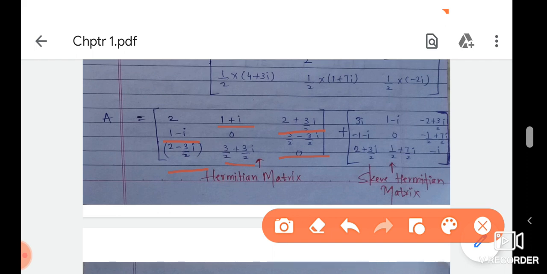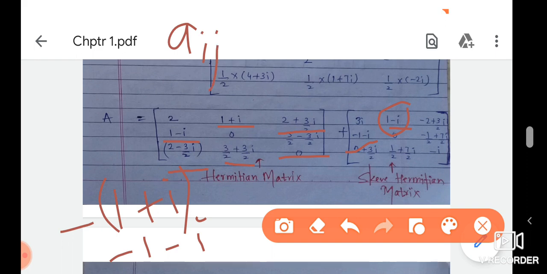Same thing in the second matrix. Here you can see 1 minus i. The conjugate of 1 minus i is 1 plus i, correct? The conjugate is 1 plus i because we are changing the sign of i. But in the skew Hermitian, what is the condition? It should be minus of the conjugate. So see, here you are adding that only: minus 1 minus i, minus 1 minus i. So what is the condition for skew Hermitian? Aij must be equal to minus Aji bar, that is the conjugate.